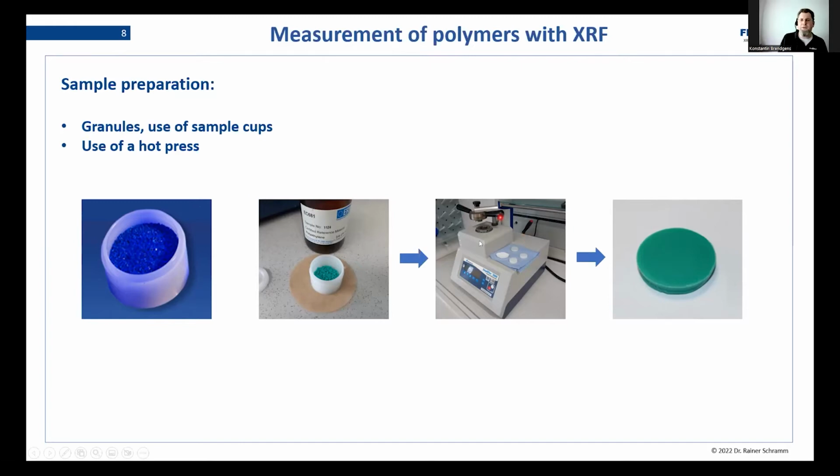There is an alternative to avoid the particle effects that we obviously have from measuring a rather coarse granulate. There are so-called hot presses. They basically combine an oven and a press, and you can take your granulate and put it into a pressed pellet again, although there is a certain chemical treatment involved. But it helps you get rid of some of the analytical problems that we have with a granulated sample.